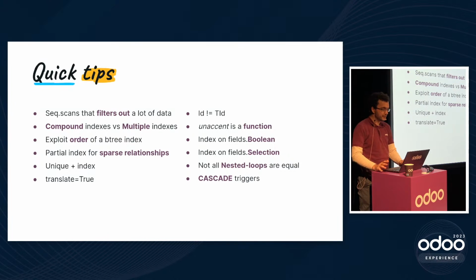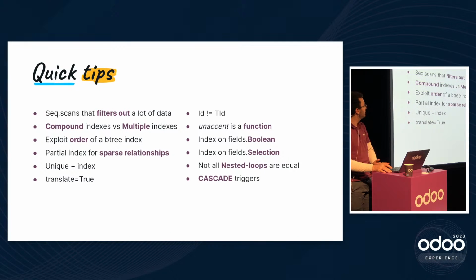When you look for issues, you look for a sequential scan that filters out a lot of data. If you see a sequential scan that scans 99% of data, maybe you add an index on it, and that's it. That's usually a good solution. Compound indexes versus multiple indexes is a choice you make.